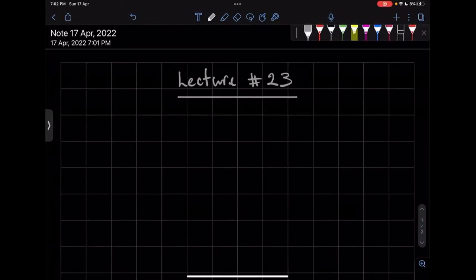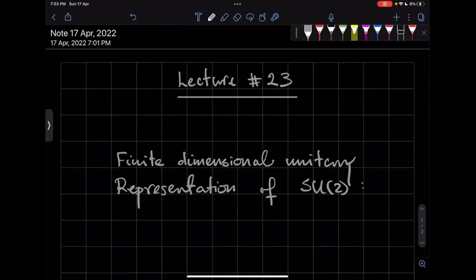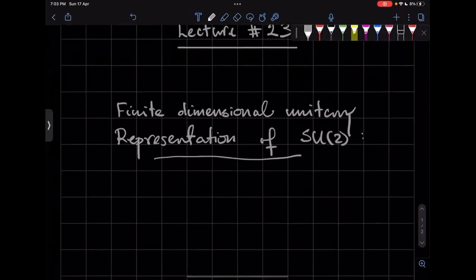So what we want to develop is the finite dimensional unitary representations of the Lie algebra or the Lie group of SU2. Okay. So if we develop the Lie algebra, we can exponentiate that to get the Lie group for free. Okay, so let's start.